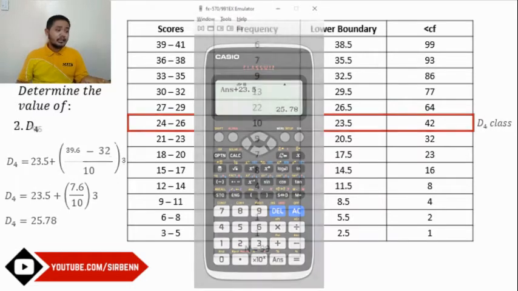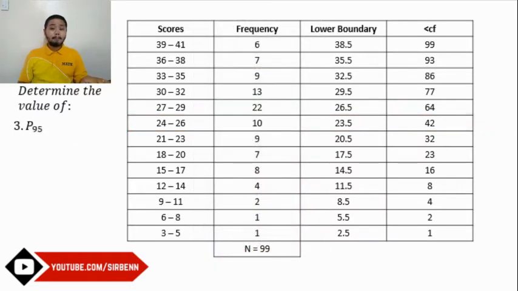Third example tayo. So, pinapahanap yung 95th percentile. So, again, same process lang ito. Nag-iiba lang tayo sa denominator. Kapag quartile yung pinag-uusapan, yung denominator mo, 4. Kapag decile yung pinag-uusapan, yung denominator mo is 10. Kapag percentile yung pinag-uusapan, yung denominator mo is 100.